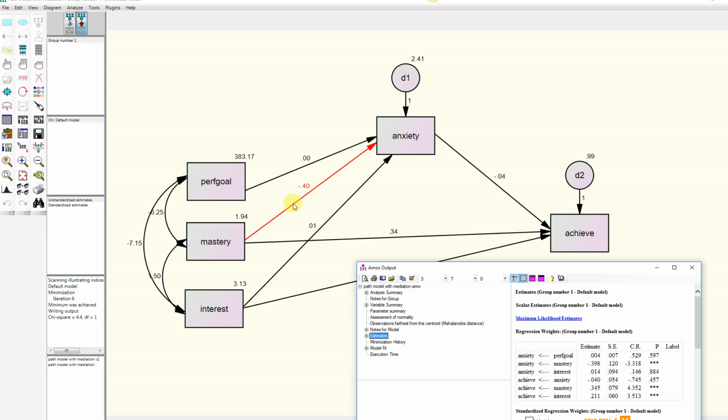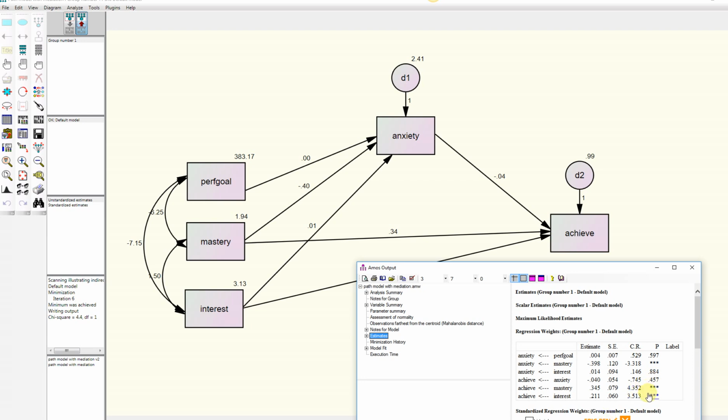In this particular model, for performance goal to anxiety, that path is 0, but actually it's 0.004. It's not actually 0. But you can see that path is not statistically significant at the 0.05 level. When we see mastery to anxiety, it's negative 0.4. In other words, higher scores on this variable are associated with lower scores on anxiety. The estimate here was rounded off right here, and we end up with negative 0.398, and the 3 asterisks are considered a p-value less than 0.001. So that path was statistically significant.